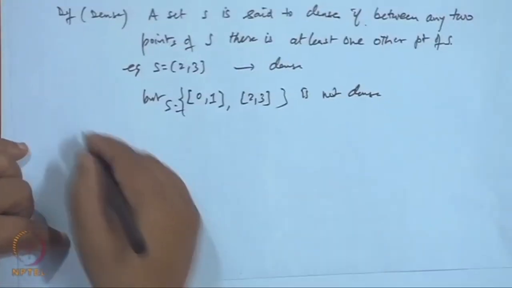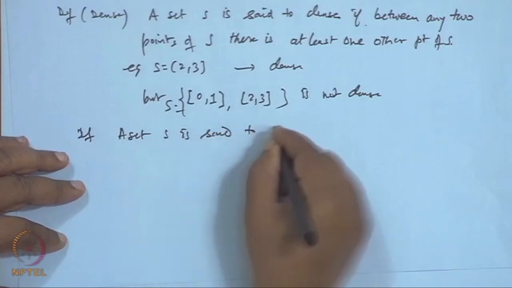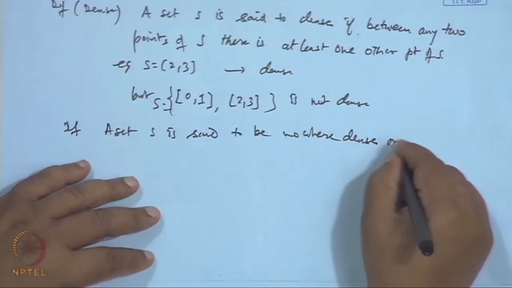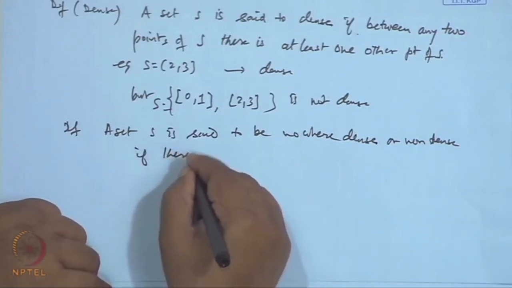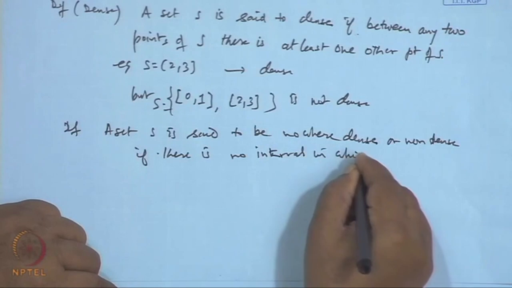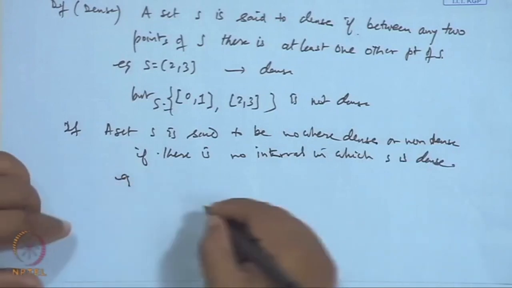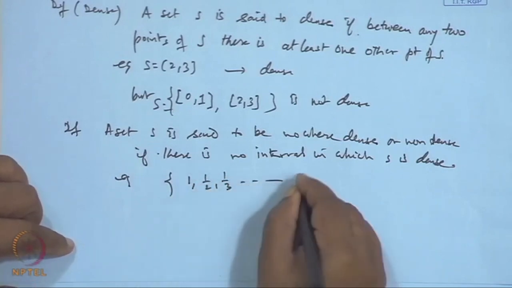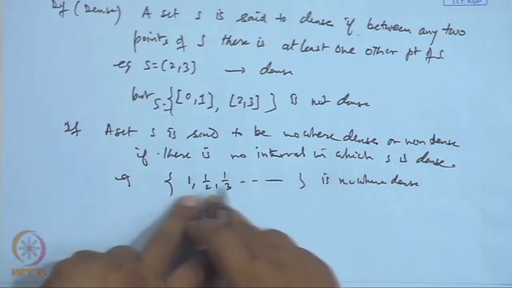A set S is said to be nowhere dense, or non-dense, if there is no interval in which S is dense. For example, if we take the set 1, 1 by 2, 1 by 3, and so on, this collection is nowhere dense, because we cannot get an interval in between these points.